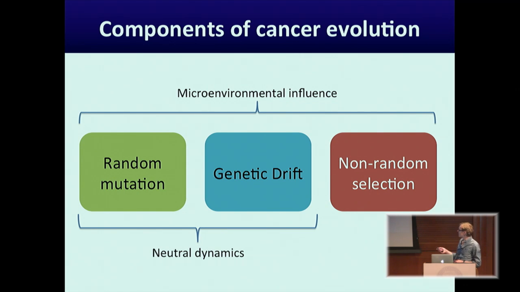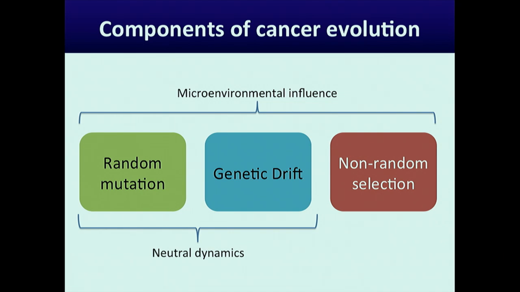But we actually hear a bit less, I think, about the role of chance, about the role of genetic drift and non-selected random dynamics, which can have a very large effect on the cancer genome too. And that's something we've tried to focus on a lot, to understand the effects of these random chance genetic drift events and random mutation on shaping the cancer genome.